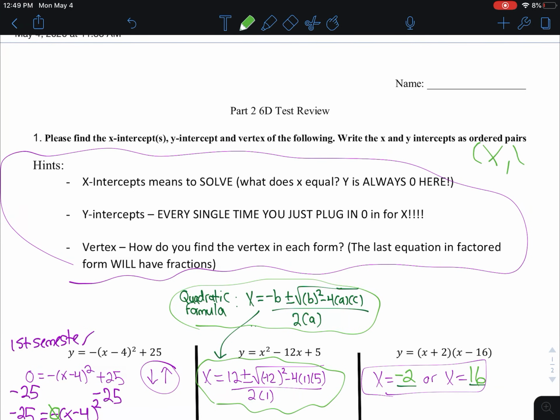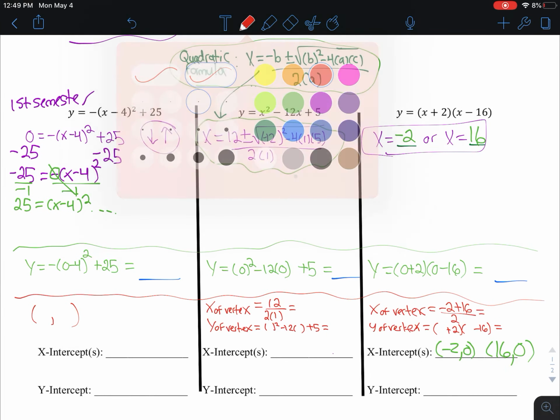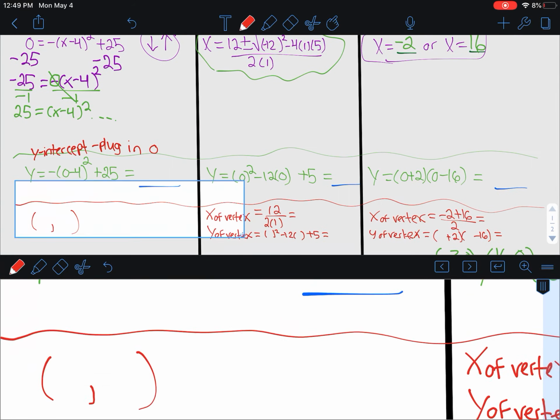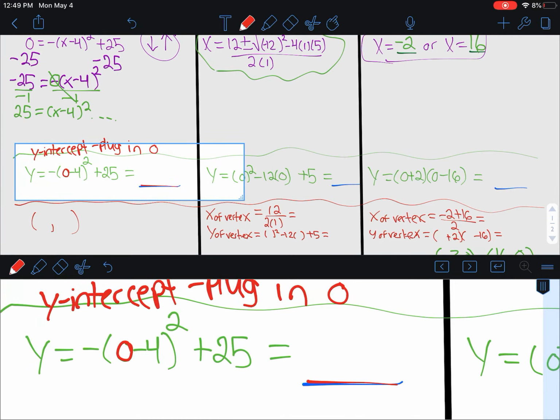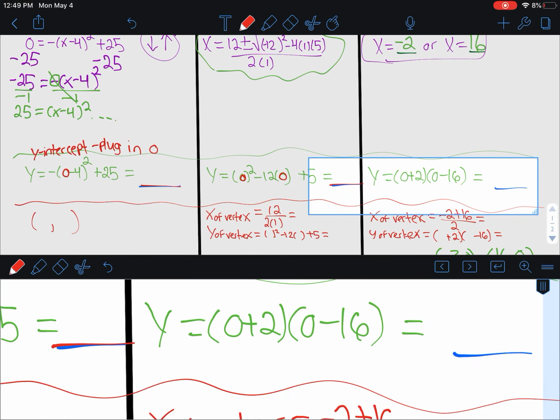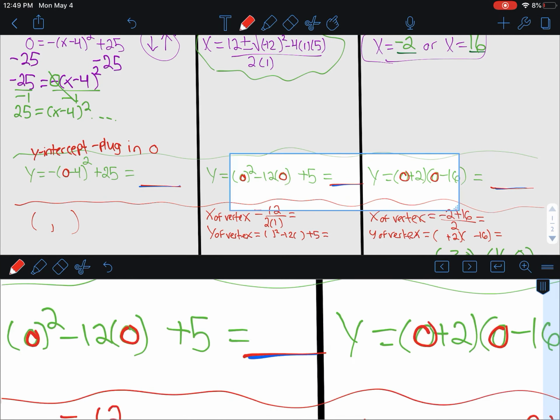All right, y-intercepts. For the y-intercept, no matter what form it is, you just plug in 0. So if you look here, you plug 0 in both x's and you get an answer. Use your calculator to get those answers.